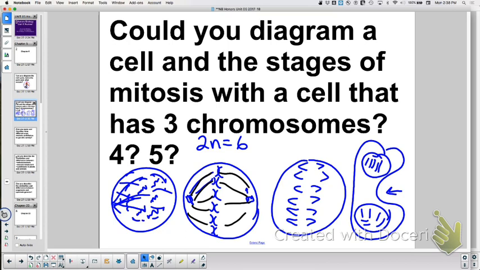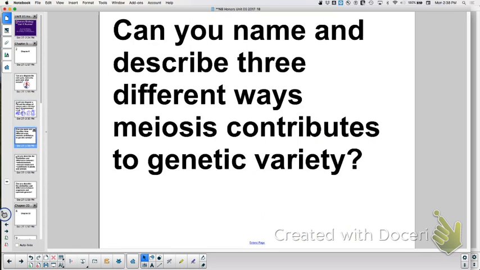Okay. Next, can you name and describe 3 different ways meiosis contributes to genetic variety? Yes, you can. What's the first way? Crossing over. But you would tell me what crossing over is, right? During prophase 1 of meiosis 1, non-sister chromatids exchange pieces, right? You would explain that to me. Increasing variety.